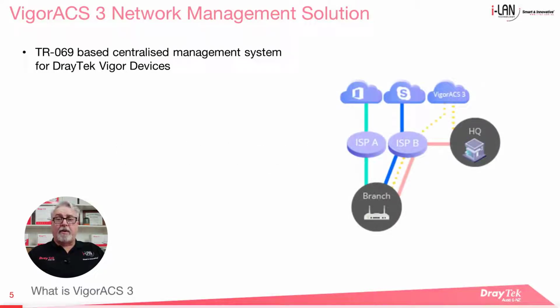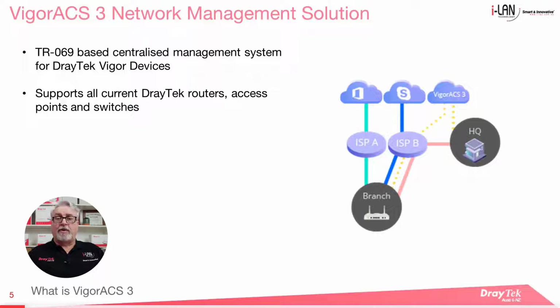Okay, let's start by looking at what VigorACS 3 is. VigorACS 3 is a TR069 based centralized management system for DrayTek Vigor devices. It's the latest version of DrayTek's network management system, supporting all current DrayTek routers, access points and switches, providing an integrated platform for configuration, monitoring and management. It has a user-friendly interface, allowing system integrators or network administrators to configure, monitor and manage DrayTek devices remotely from the comfort of their offices or homes.